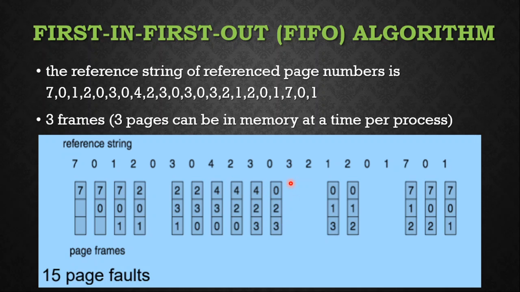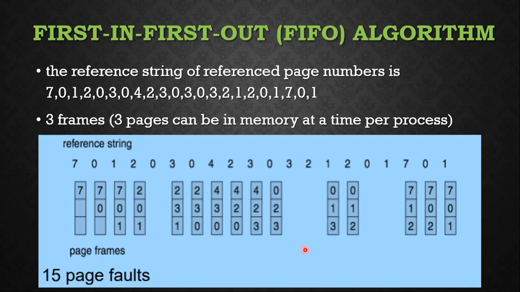So now 3 is the next page, so it is already there, so no page fault. 2 is already there, so no page fault. Now you have to put 1. So in order to put 1, which is to be replaced, 2 has been long in the queue for some time, so replace 2 and put this 1, so 0 1 and 3.